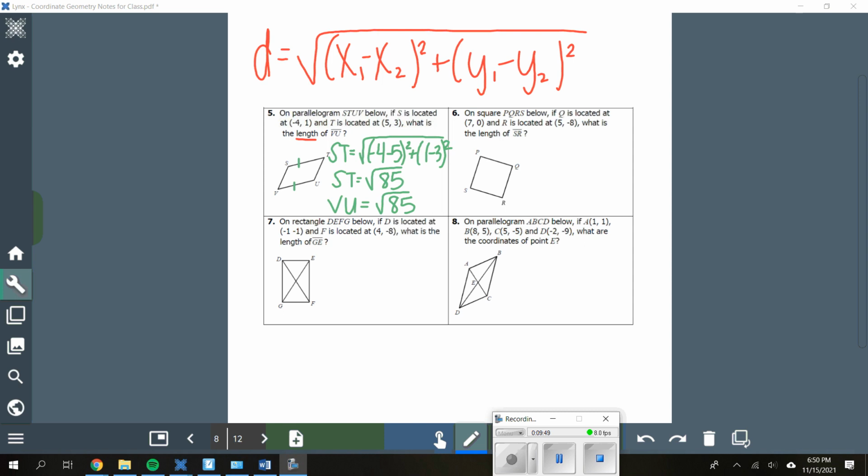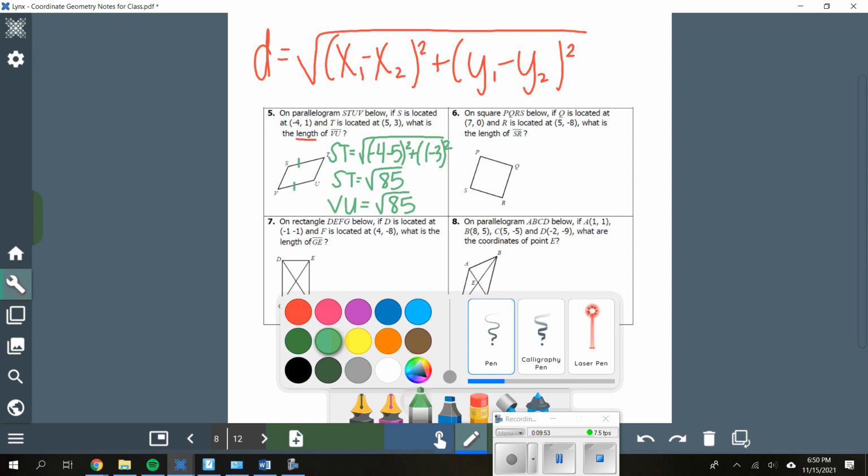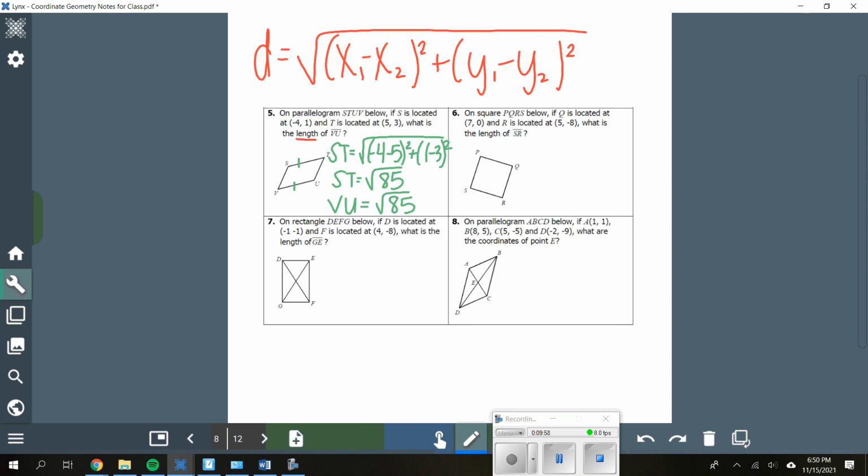On 7, we're given a rectangle. We are told that we have coordinates G and F. We're asked to find GE. Well, these are diagonals. So remember, in a rectangle, diagonals are congruent. So if I find the distance of GF, I also have the distance of GE. So x minus x, negative 1 minus 4 squared added to y minus y, 1 minus negative 8 squared. So GF is radical 74, which means GE is also radical 74.